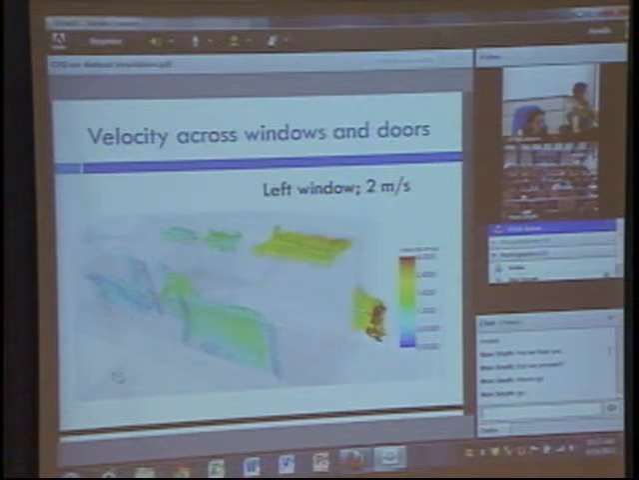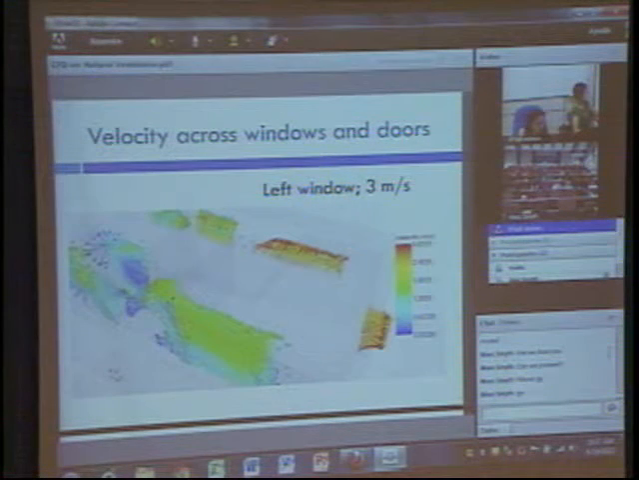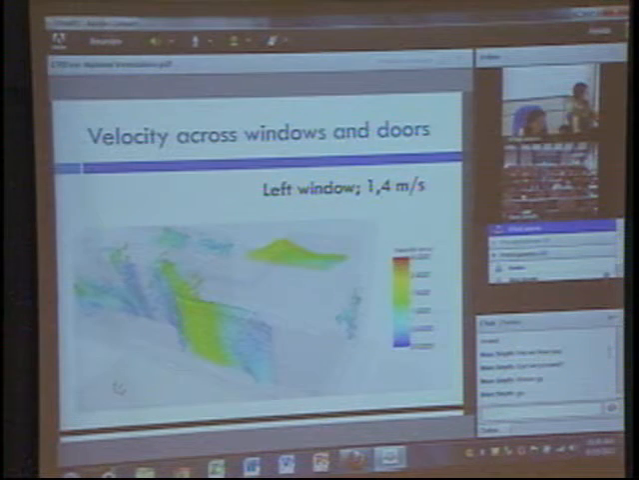Even in this case, when we have a left window, when there is 2 meters per second of velocity, in this window there is a path of flow. And when there is 3 meters per second, there is a different path of flow. When there is 1.4 meters per second, the flow changes even in the direction. This means that it can happen sometimes going in and sometimes going out.